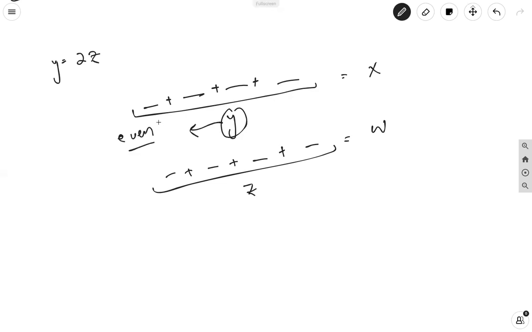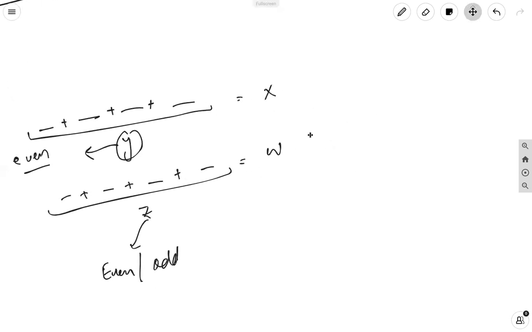Everyone is with me till now? Yes. Sorry. I just say that from the data, we are sure that y is even. Right, first thing. And z could be even or odd. Could be even or could be odd. We don't know about this. Okay, so let's see each of the options separately.